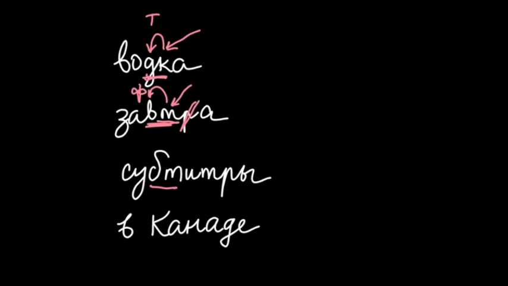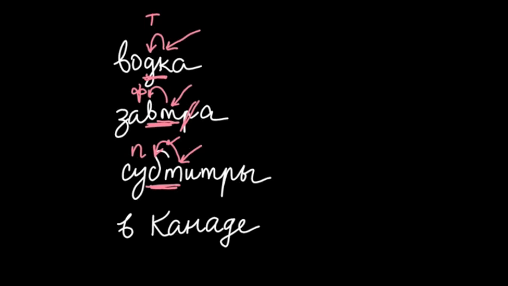Try this one. T is voiceless, b is voiced, so t will make b become voiceless as well. Subtitry. This b will sound more like p.